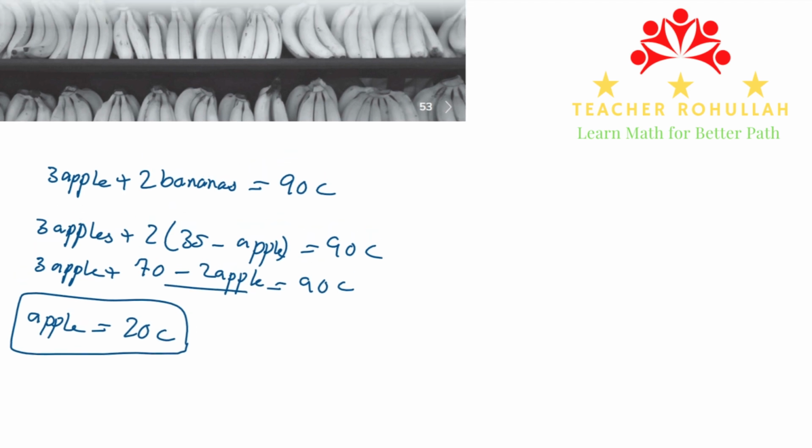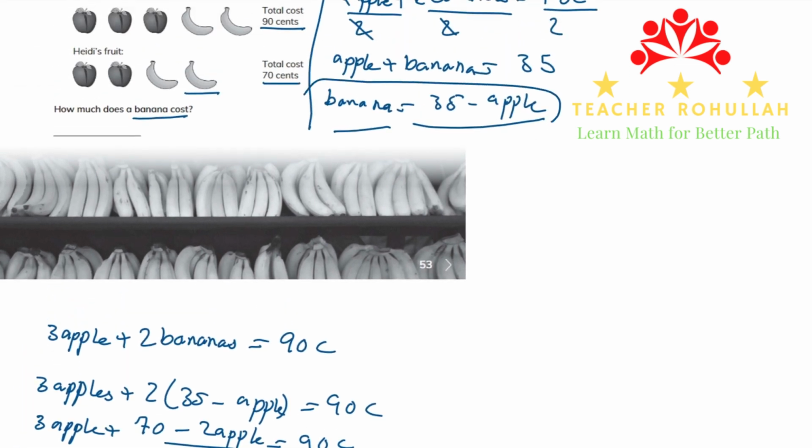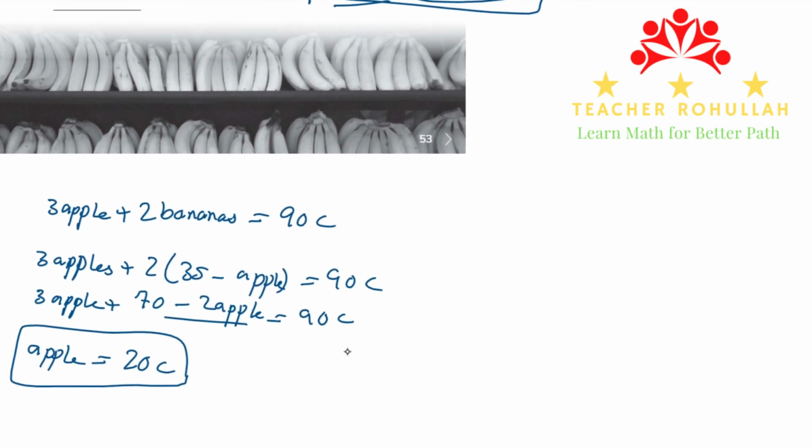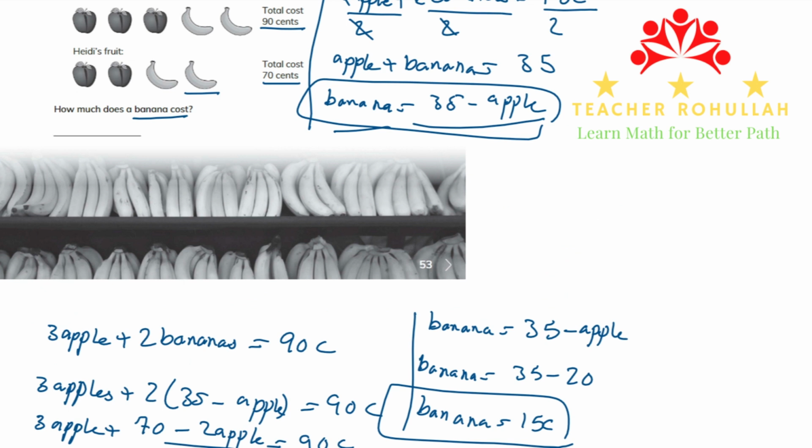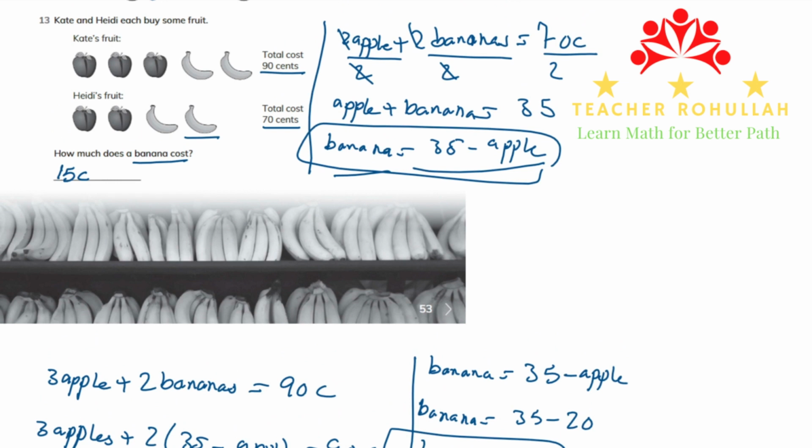Now to find the price of banana, I will put the price of apple here and find the price of banana. Let me write it down here. Banana equals 35 minus apple. So we can write banana equals 35 minus 20, because the price of apple is 20 cents. So the price of 1 banana is 15 cents. This is how we could find the price of 1 banana. So I can write 15 cents over here. So with question 13 of this exercise, we are done with all the questions of exercise 5.1 of Cambridge Primary Mathematics Workbook 5.